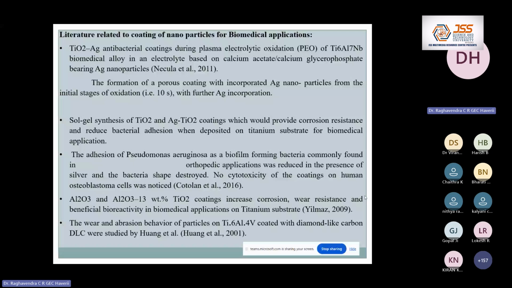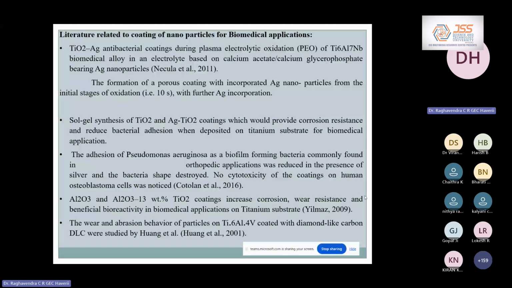In this, Nicola et al. used it. They varied the composition of silver nanoparticles, and they found that the porosity of the coating has to be very minimum when used for biomedical applications. They found that in the initial stages it was around 10 seconds, and using silver nanoparticles in the titanium oxide significantly improved the oxidation stages. Time has been increased, the life has been increased.